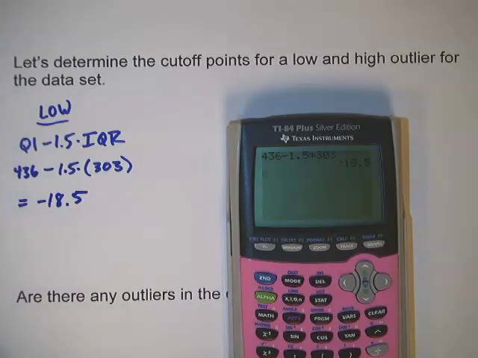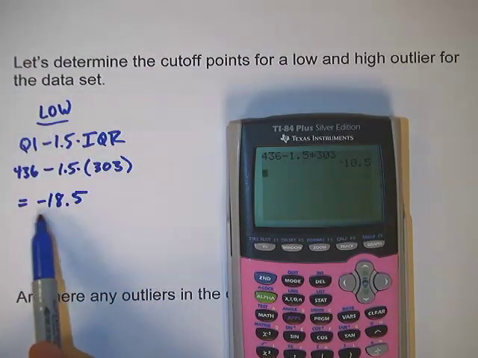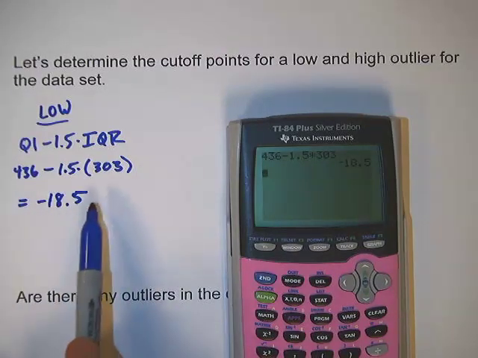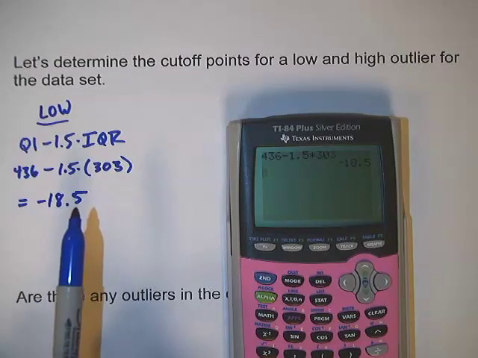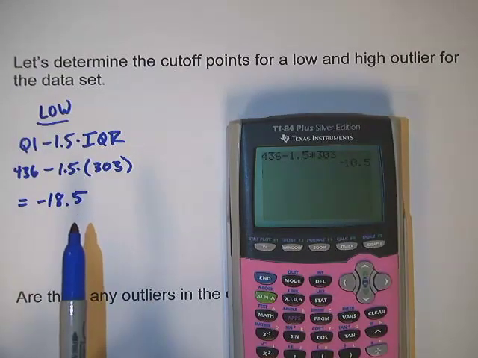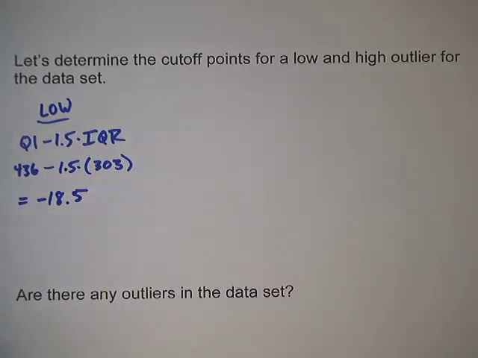Okay, so for a number to be a low outlier, it would need to be less than negative 1.85. Okay, and in our data set, we didn't have any negative values, so we're not going to have any low outliers. Okay, now let's do the same thing for a high outlier.